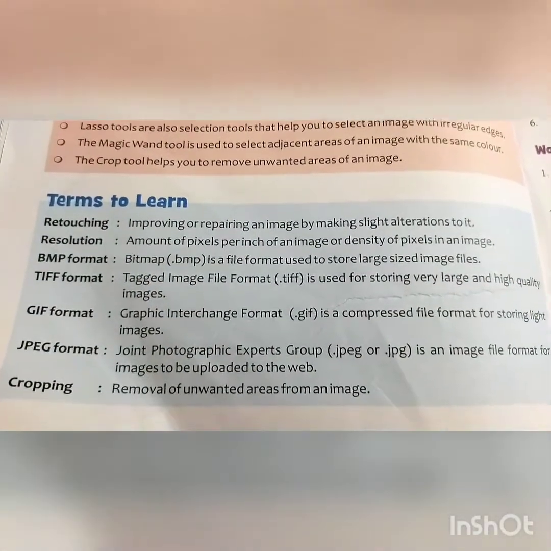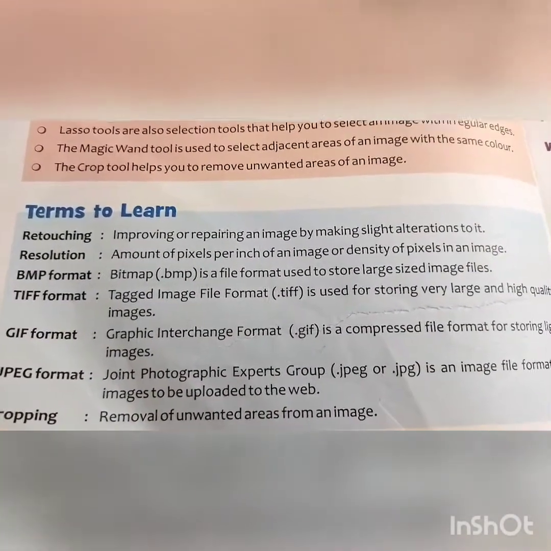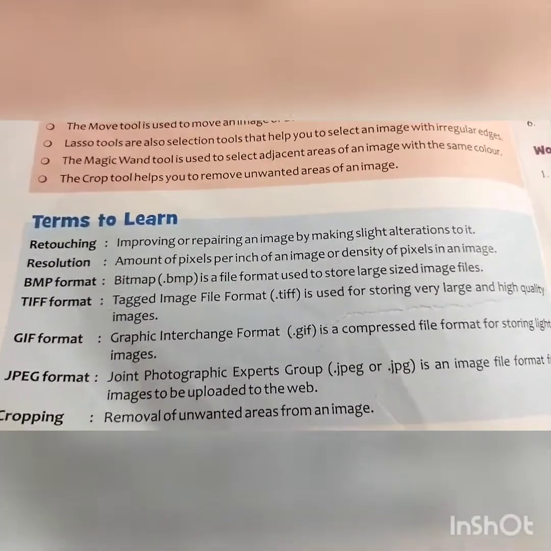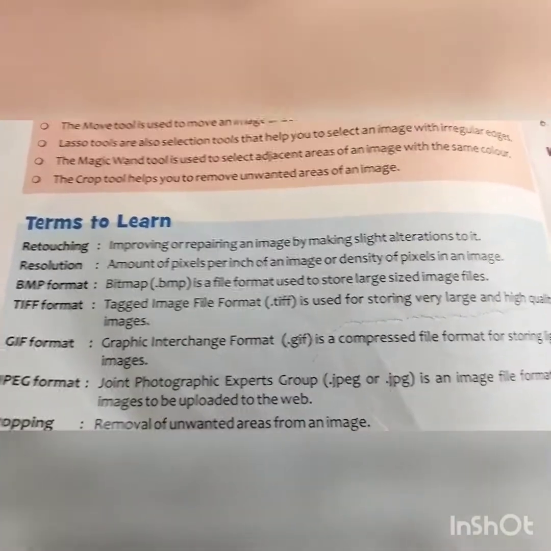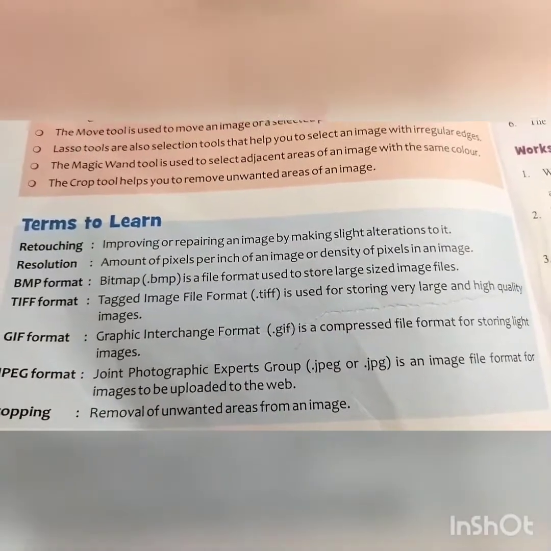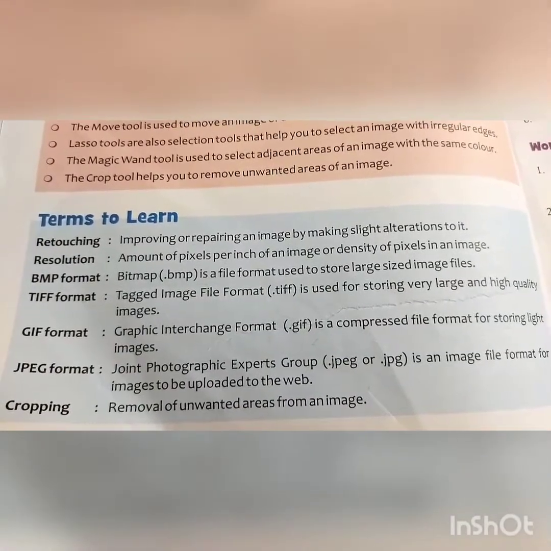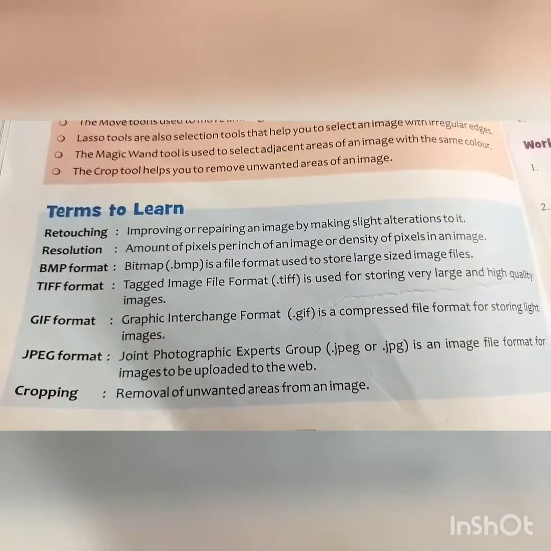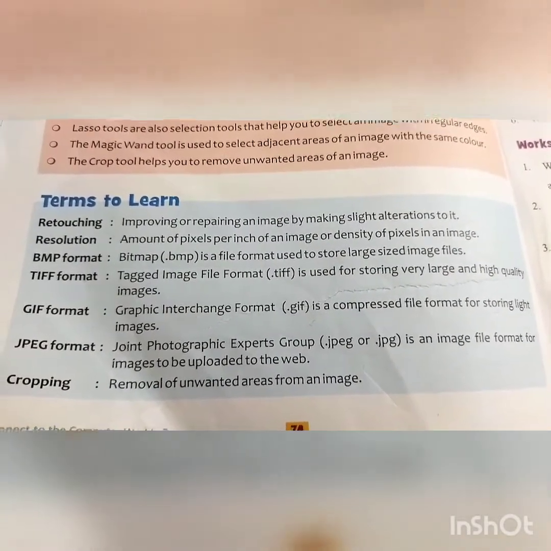Then, terms to learn, students. Retouching: improving or repairing an image by making slight alterations to it. Resolution: the amount of pixels per inch of an image, or the density of an image. BMP format: bitmap .bmp is a file format used to store large size image files. Then TIFF format: Tagged Image File Format .tiff is used for storing very large and high quality images. Then GIF format: Graphics Interchange Format .gif is a compressed file format for storing light images.